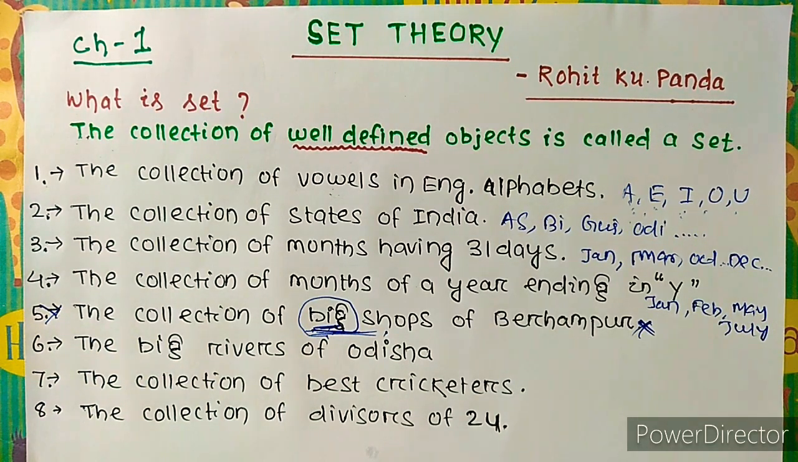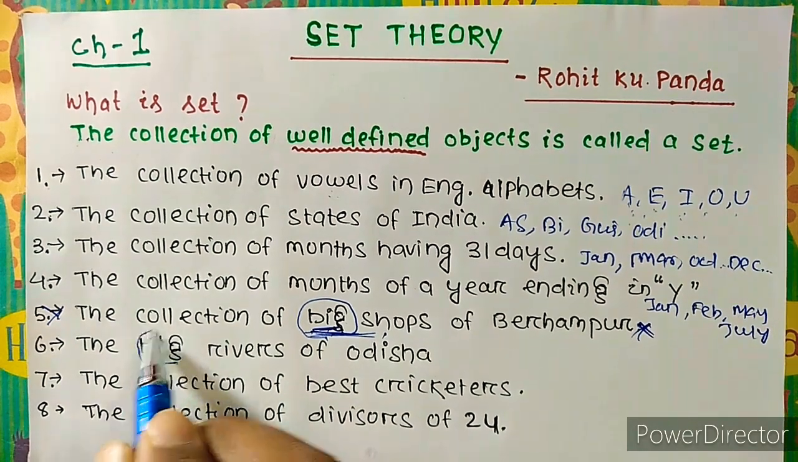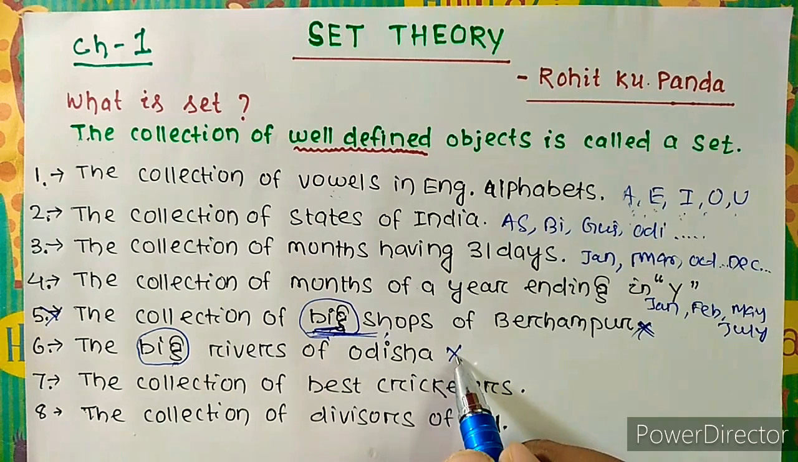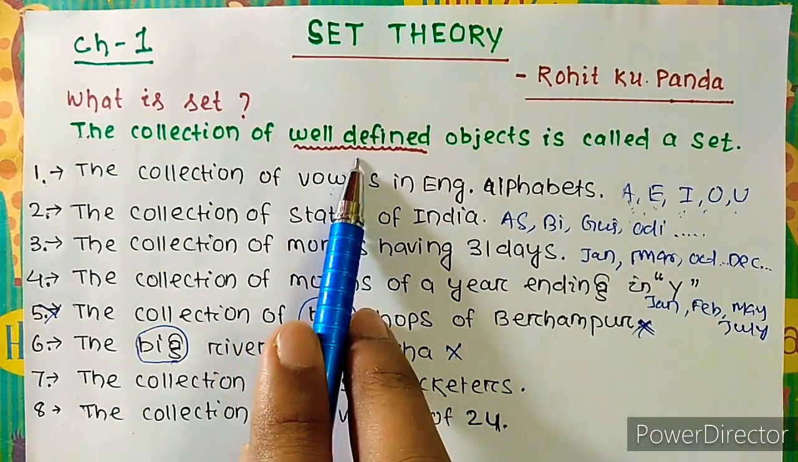And the next one is the big rivers of Odisha. Yes, obviously there are so many rivers like Mahanadi, Rushikulya, Subarnarekha, Brahmani and so on. But again the word big rivers is used. Some students will say, sir, Brahmani is the big river according to them, and other students will say, sir, Rushikulya is the big river of Odisha. So accordingly there is confusion about which rivers should be considered big. While any confusion arises in giving the answer, it cannot be a set because it is not well defined.